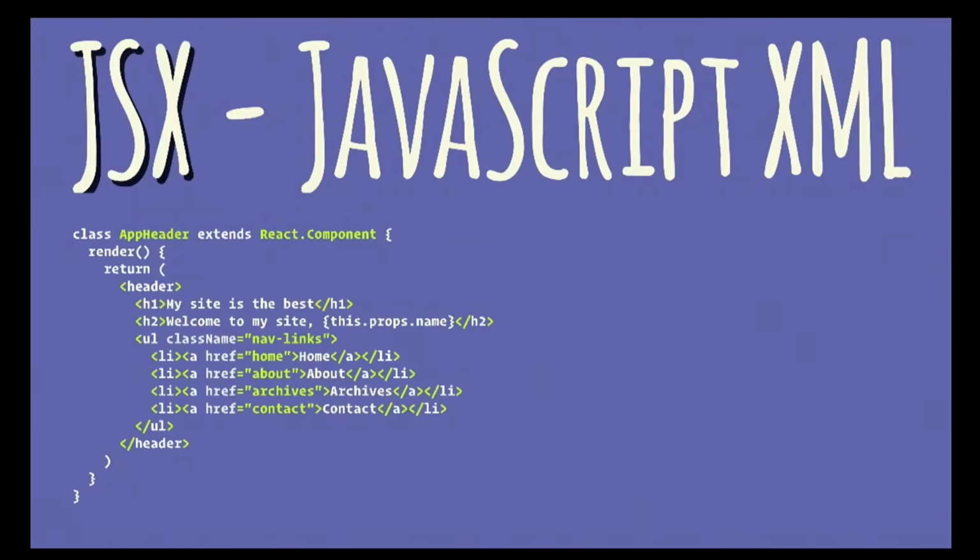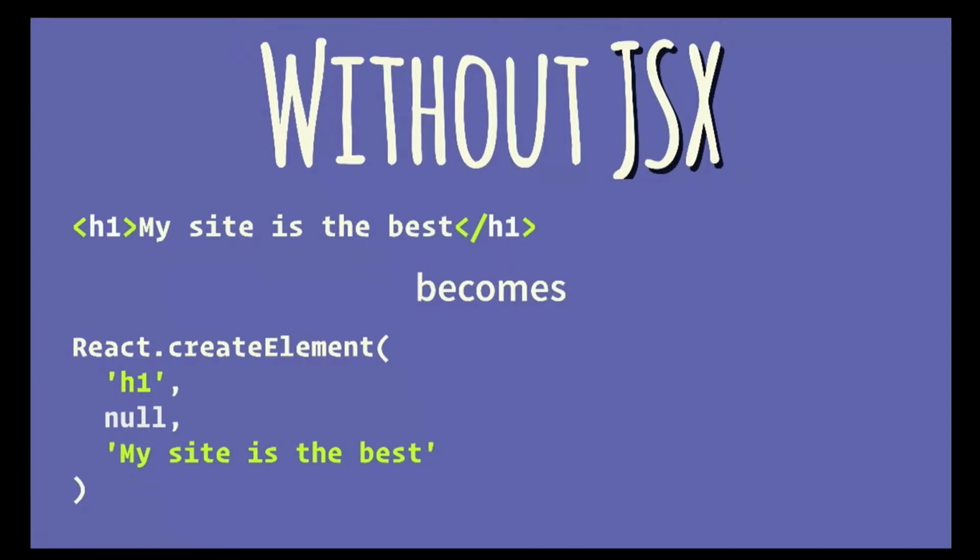So let's take a step back. We use JSX in React, which is JavaScript and XML. That first line, that H1 which says my site is the best, actually becomes React.createElement with those 3 arguments passed in. So even though it looks like HTML, it's really not. It's really JavaScript, but it's a shorter way to write it. It's declarative rather than imperative.